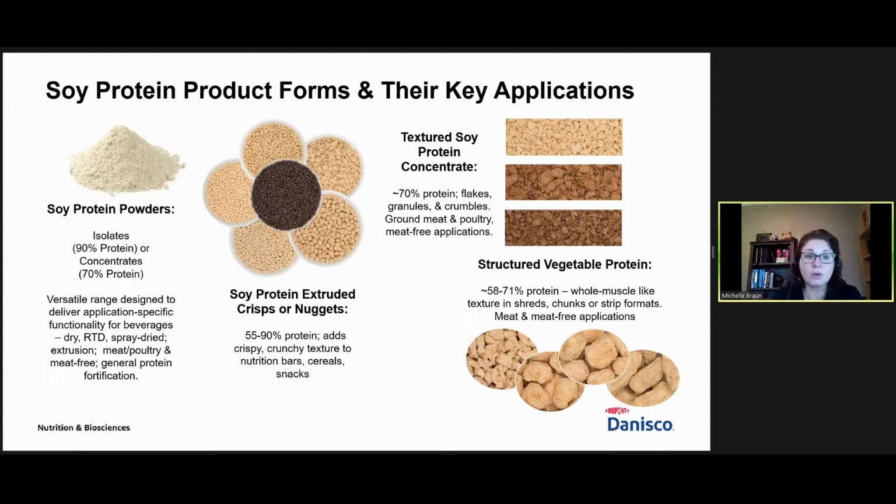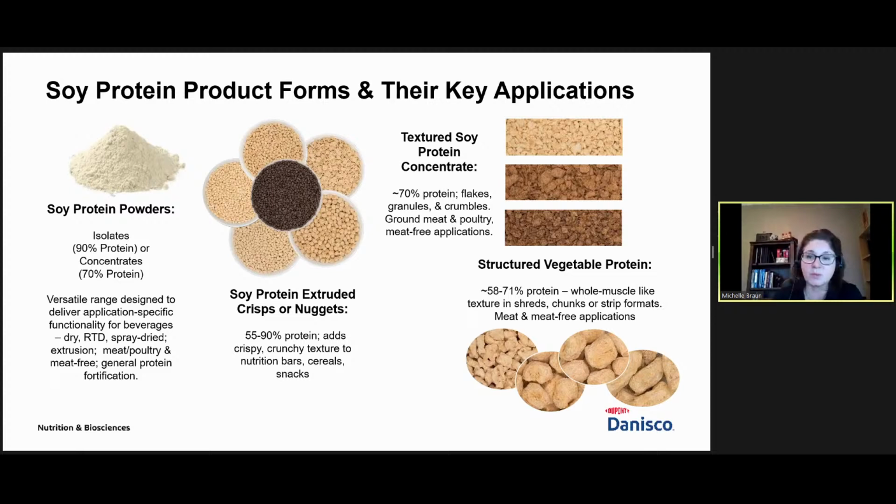But soy protein has been in the marketplace long enough that there are many other forms and formats that are available. Extruded products such as nuggets that can add crispy or crunchiness to an eating experience, such as in a bar or cereal or snack, can deliver high quality protein. Where a lot of times we think of a lower quality protein, such as a rice crisp, being in that space can be swapped out for a protein crisp.